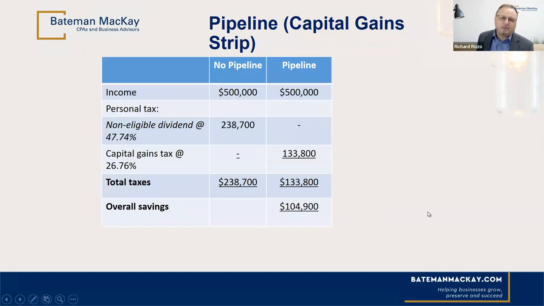So again, just to put some numbers to it. So let's just say, again, an individual wants to extract 500,000 under a regular scenario, so no pipeline. If we extract that 500,000 in the form of a non-eligible dividend, you'd be paying 48% tax. The tax would be 238,000. If we do it in the form of the pipeline, that 500,000 is going to come out in the form of capital gains at 26.76%. So your tax savings right there is $105,000. And that's pure savings.